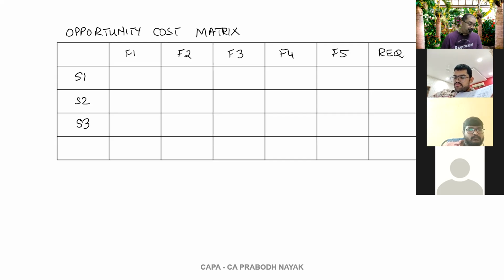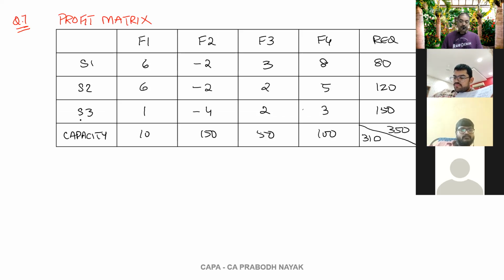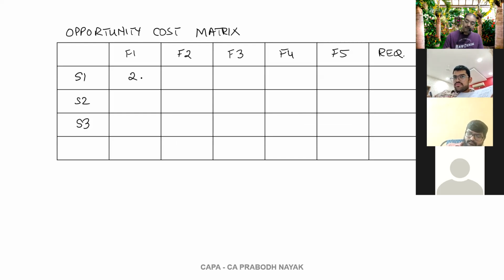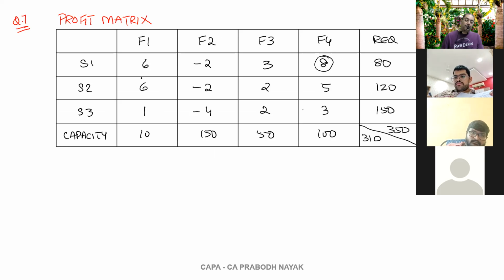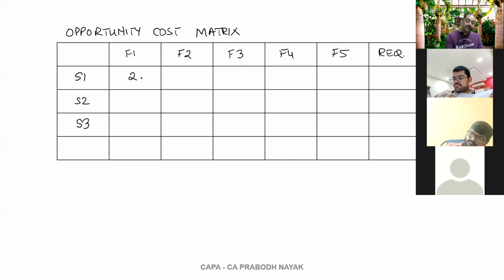So let us do the calculations. I'm going row wise now. 8 minus 6, this is the maximum figure, so 8 minus 6 is 2. 8 minus of minus 2, that is 8 plus 2, will be 10. 8 minus 3 is 5. 8 minus 8 will be 0. Requirement is 80 as it is.